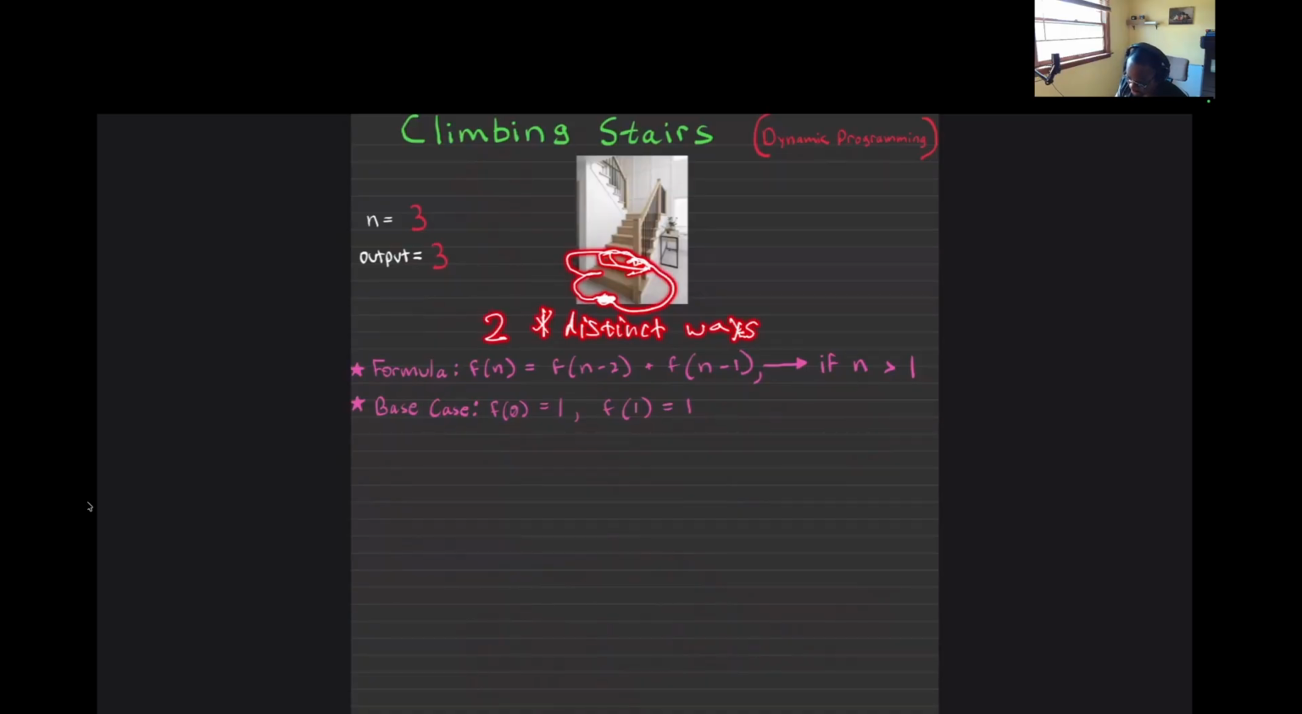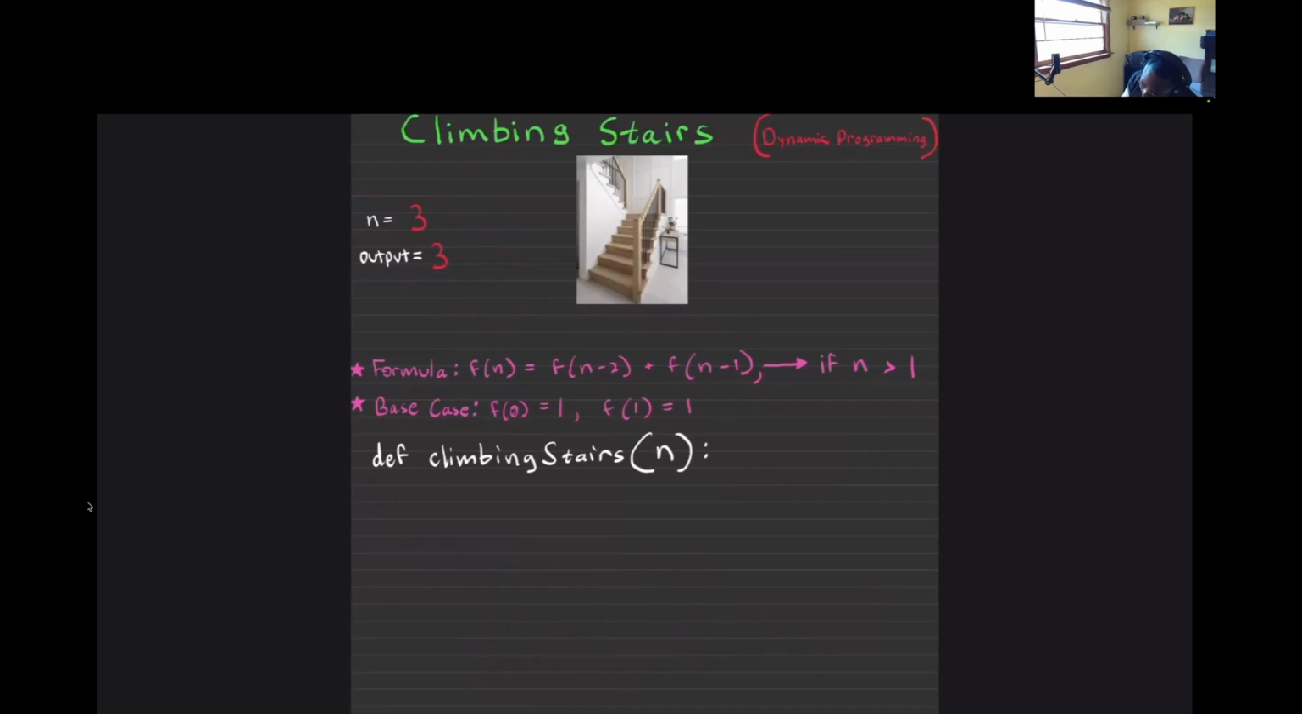Okay, so let me draw the solution for this code in general, and then we'll do a walkthrough with n is equal to 3. All right, so let me go ahead and create this function. So define climbStairs, and it takes n.